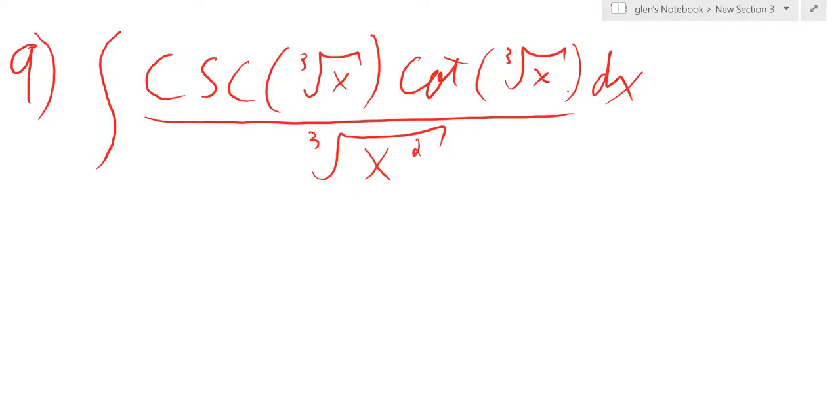to the cube. When you look at this, I'm hoping you're recognizing there's a cosecant times a cotangent here. And we know the integral of that. That's negative cosecant, right?